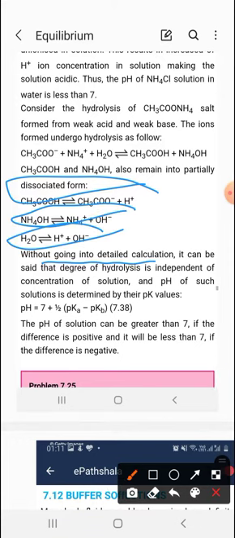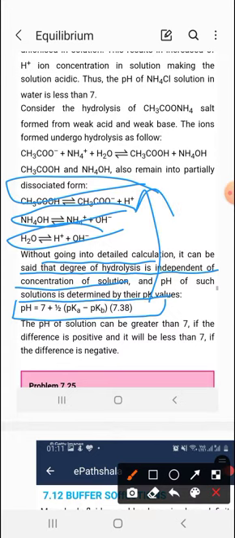Without going into detailed calculation, it can be said that the degree of hydrolysis is independent of the concentration of the solution. The pH of such a solution is determined by their pK values, and this is the formula for calculating pH, which is 7 plus half pKa minus pKb. This formula is for the salt which is made up of a weak acid and a weak base. So the pH of such a salt, made up of weak acid and weak base, depends on their pK values, whether this salt will be acidic or basic. The pH of the solution is greater than 7 if the difference is positive, and it will be less than 7 if the difference is negative.